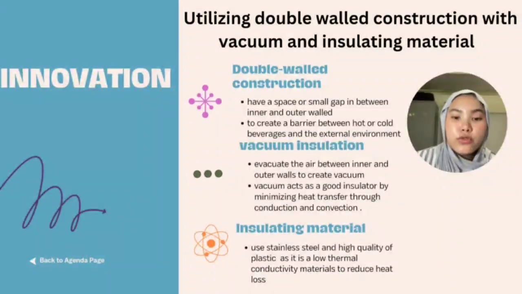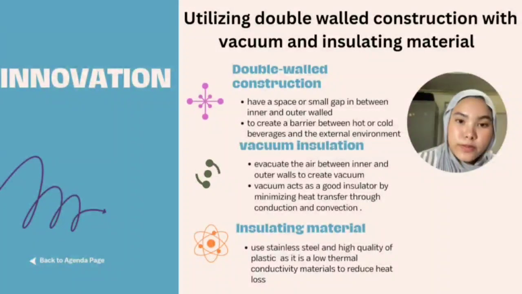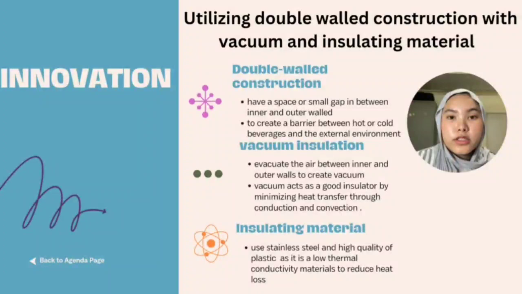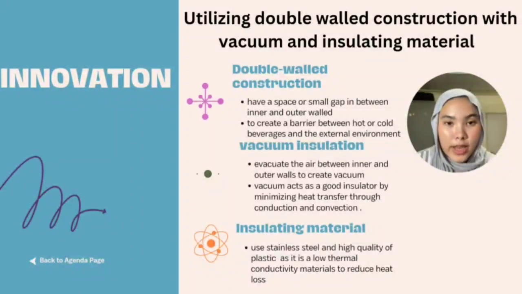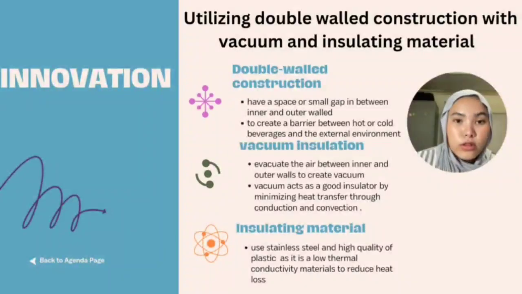The third one is using insulating material. We use stainless steel and high quality plastic as low thermal conductivity materials to reduce heat loss. So by using this innovation, we can reduce the heat loss between the thermal mug and the external environment so that hot beverages can stay hot for a longer time and cold beverages can stay cool for a longer time.